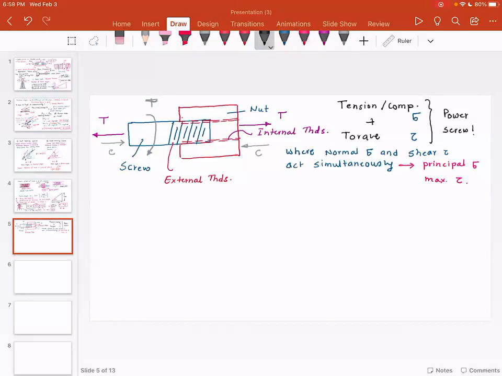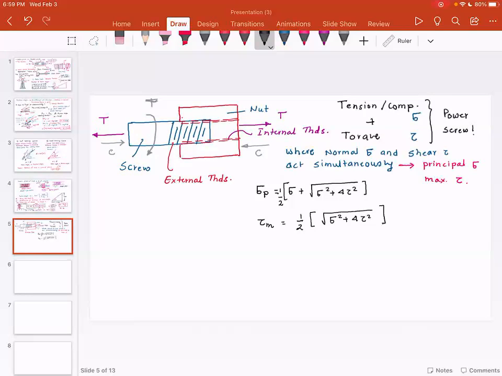And for completion, I would give you the equation. This is a design class, so we are looking just at the maximum stress: sigma max equals 1/2 times sigma plus square root of sigma square plus 4 tau square. And tau max is equal to 1/2 square root of sigma square plus 4 tau square.